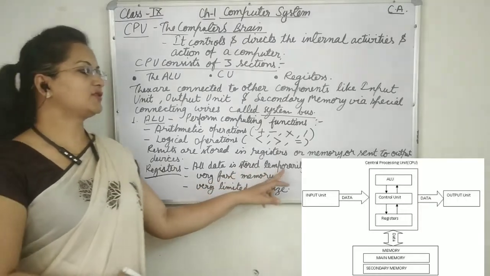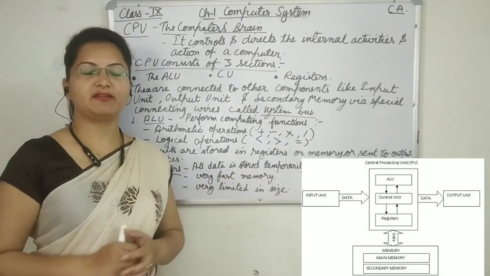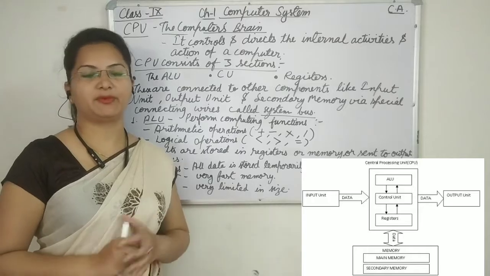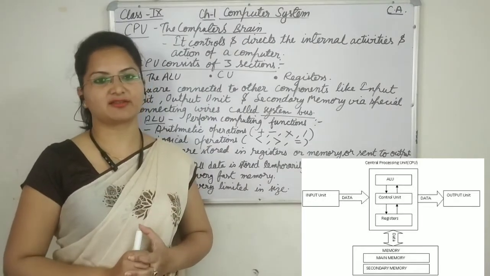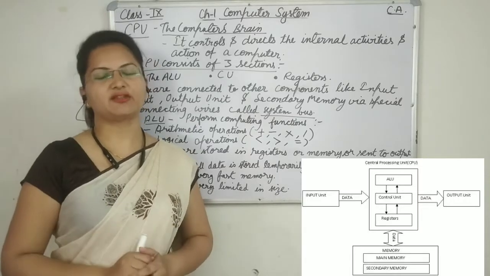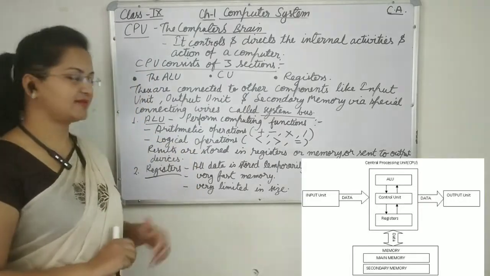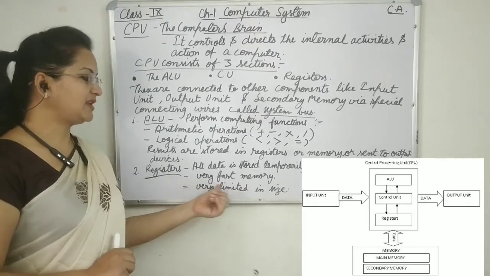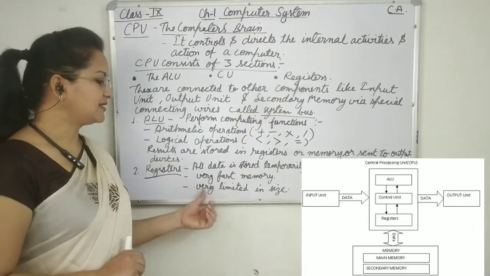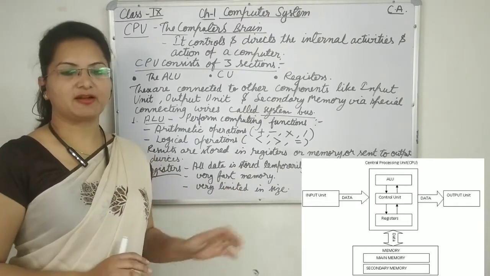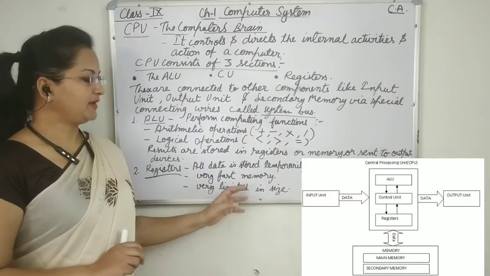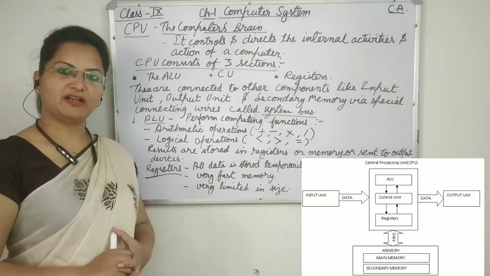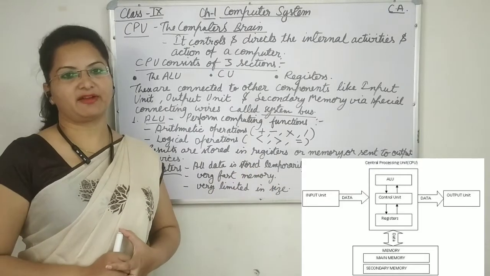Now registers. All data is stored temporarily. The data which is required by the CPU to carry out the instructions, to process the instructions, that data is temporarily stored by the CPU inside the registers. So this type of memory is very fast memory and it is very limited in size. It comes in very limited size and that is why it stores data temporarily. And if we have to store a large amount of data, we can store it in secondary devices.